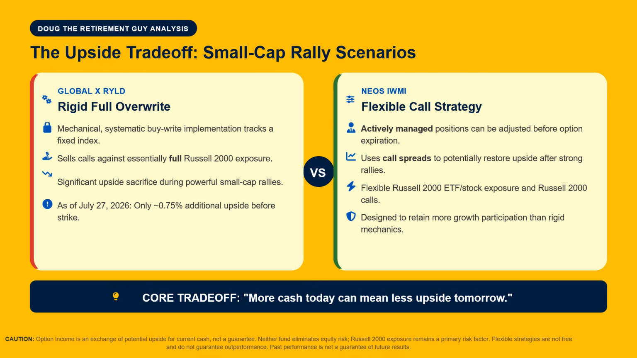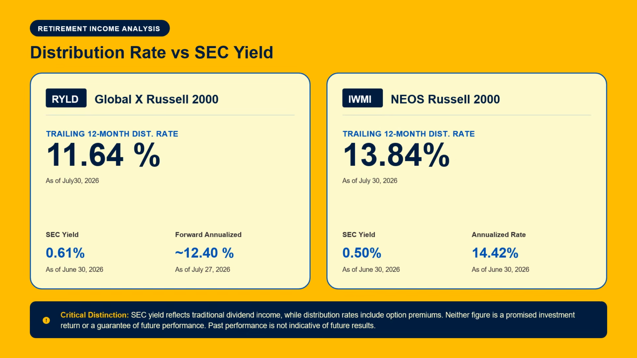I personally like the flexible side of it. I do like that flexible side, that they can do what they need to do when they want to do it. And hopefully the trade-off between these two is more cash today with less upside for tomorrow. That's the trade-off between these two strategies.